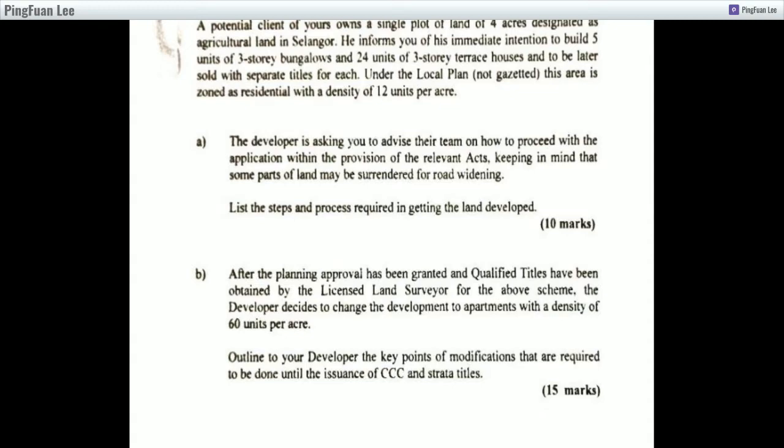That means maybe it's the land to be developed, maybe it's up to Form B. That's what I think. 10 marks.